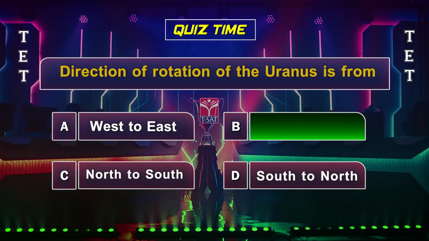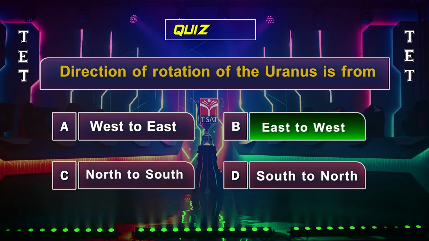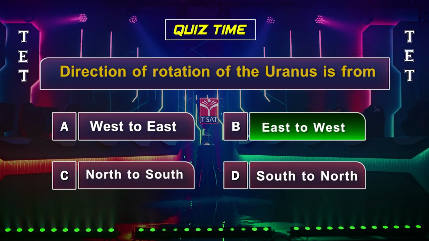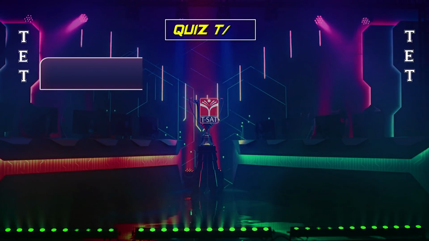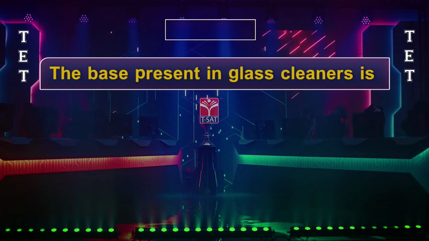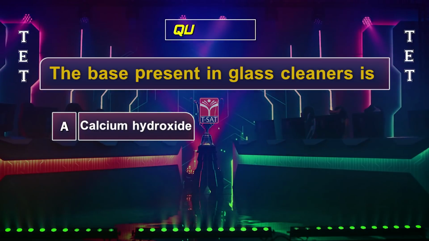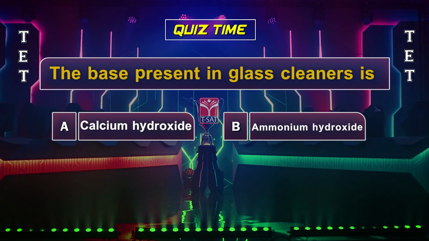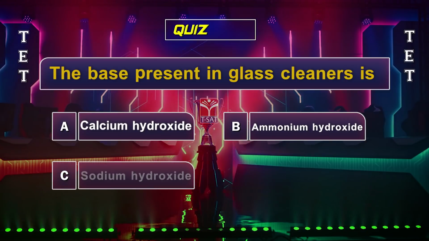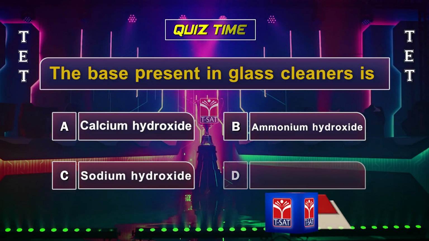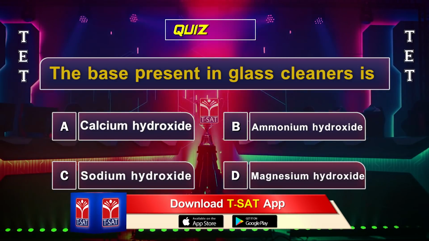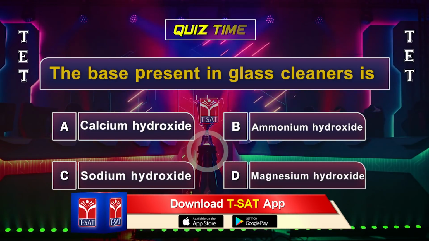The correct answer is option B, east to west. Fifth question. The base present in glass cleaners is option A, calcium hydroxide. Option B, ammonium hydroxide. Option C, sodium hydroxide. Option D, magnesium hydroxide. Your time starts now.